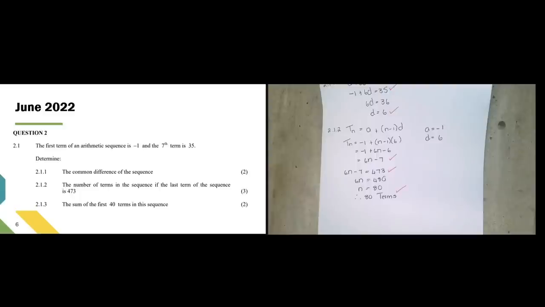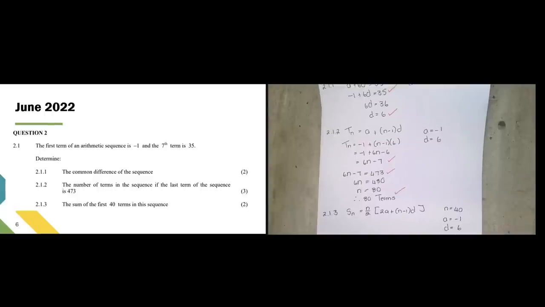2.1.3. The sum, a very important word, so now I'm using the sum formula, of the first 40 terms in the sequence. This is an arithmetic sequence, so Sn equals n over 2, bracket 2a plus (n minus 1) times d. The sum of the first 40 terms, so I know n must be 40. I know our a value is negative 1 and d is 6. So I can substitute in.